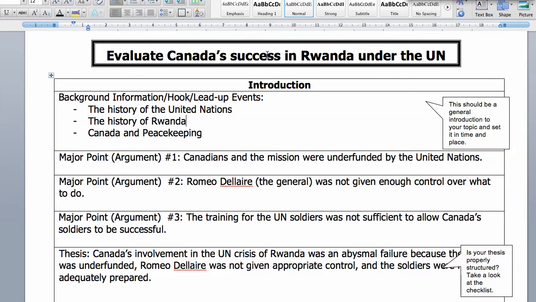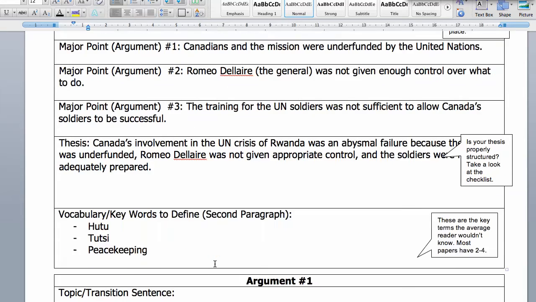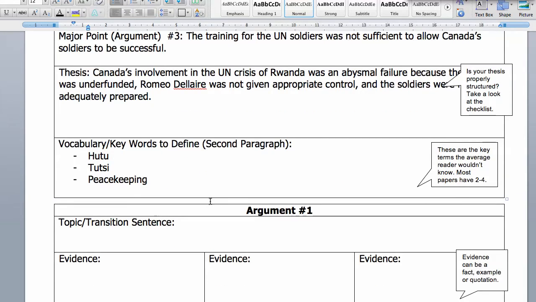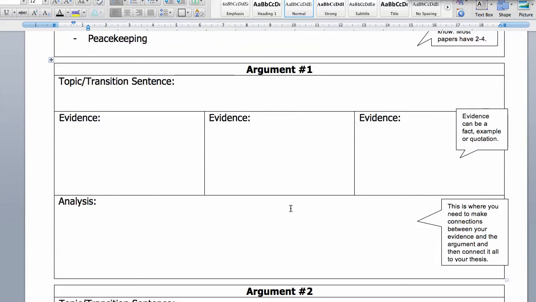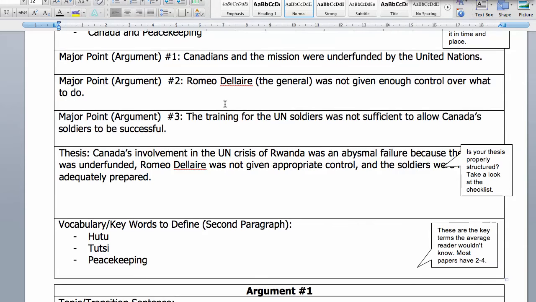Here's our title, Evaluate Canada's Success in Rwanda under the UN, our question I should say. We've got the history and background here. I've got 3 major points from the previous video, and we created a thesis, as well as some vocabulary. At this point, I would like to just go over how to do one of the arguments just so you can see one. Our topic transition sentence basically is going to come from our first argument.